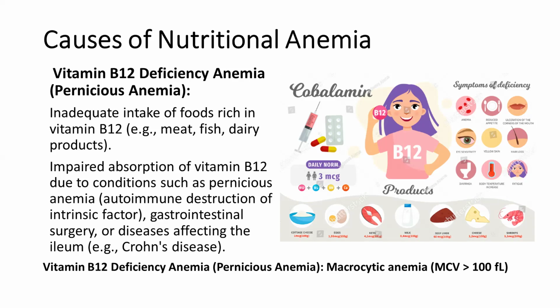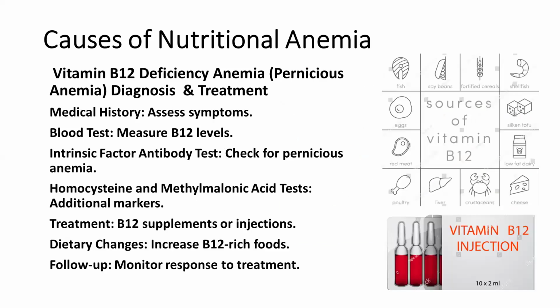That is very eminent. And of course, on this note, you should note down that vitamin B12 deficiency, also known as pernicious anemia, gives you macrocytic anemia, and MCV is more than 100. This can be an important question. How would you treat vitamin B12 deficiency?